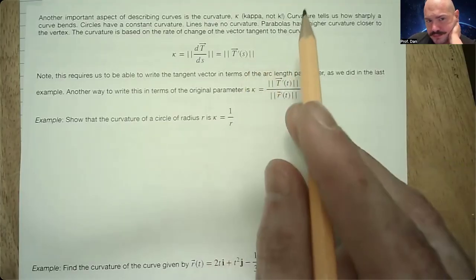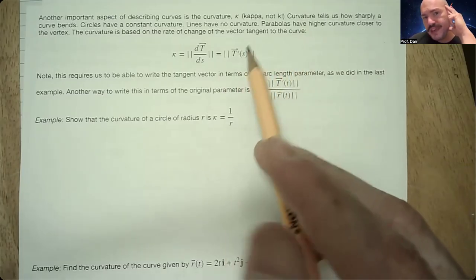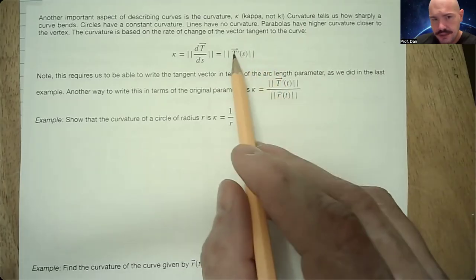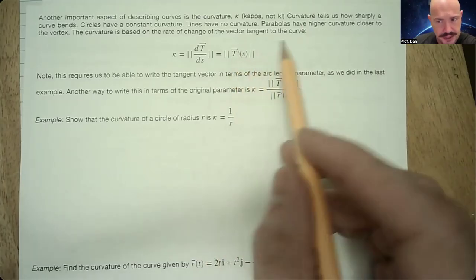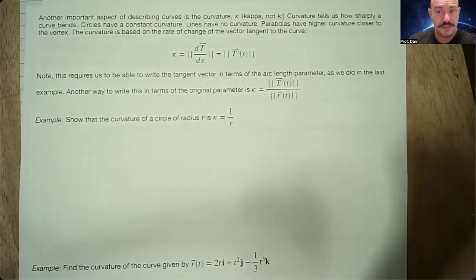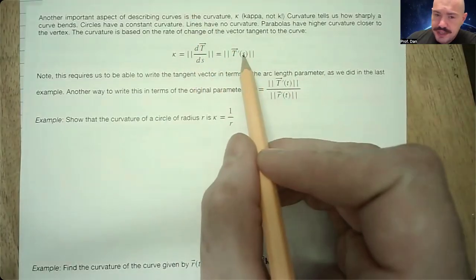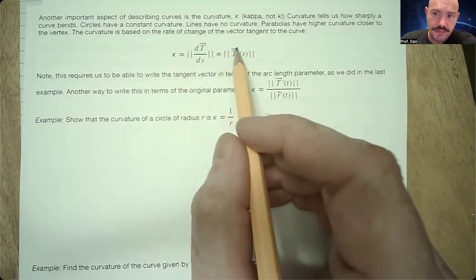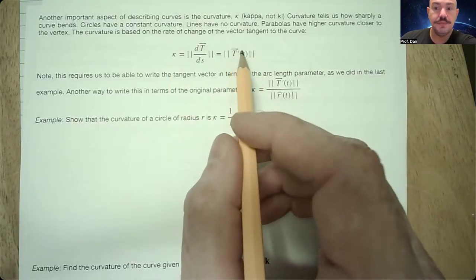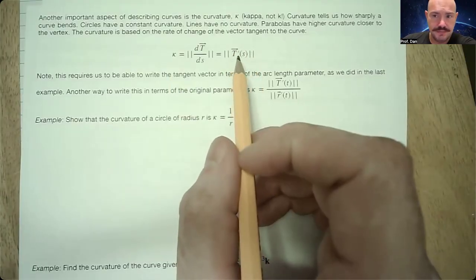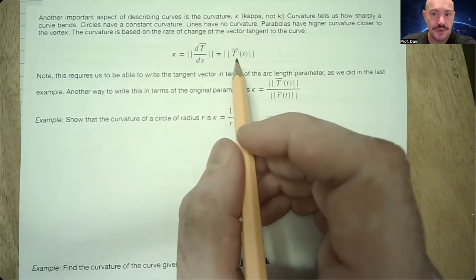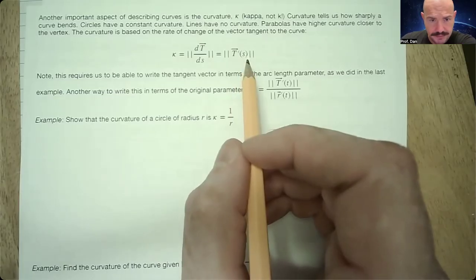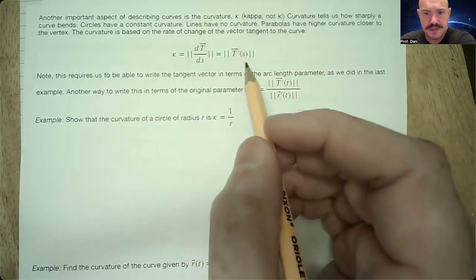With that said, if we have our unit tangent vector written as a function of arc length, kind of like how we did in the last example, then we can find the curvature by just taking the magnitude of T prime. Again, though, this has to be written in a way that our parameter is the arc length. Otherwise, this definition kind of falls apart.